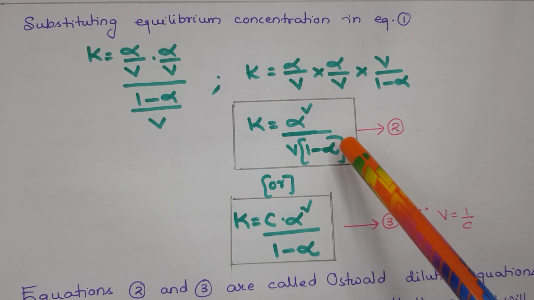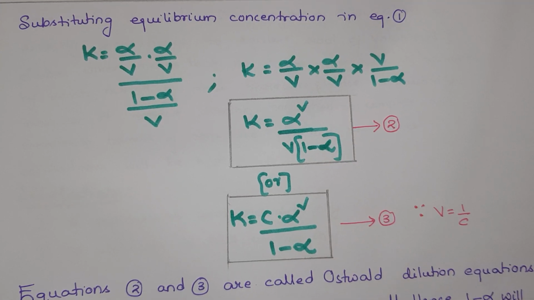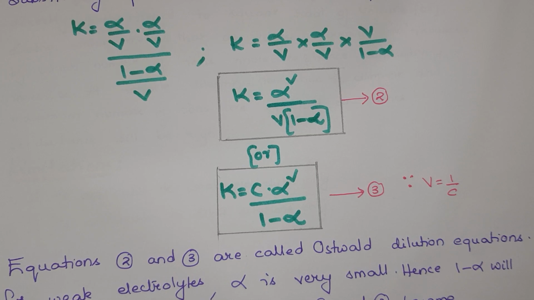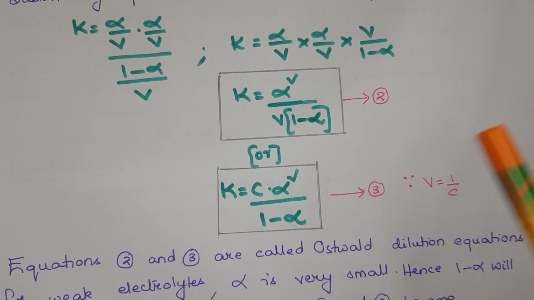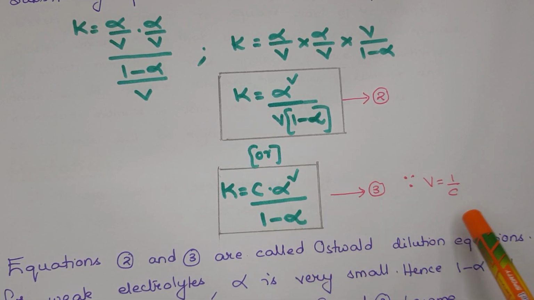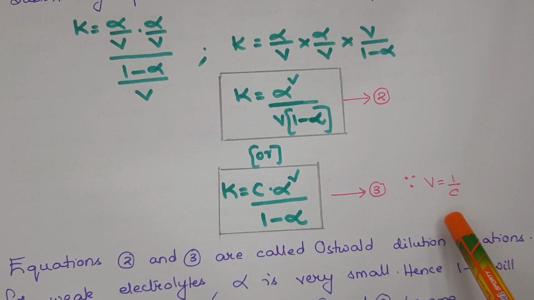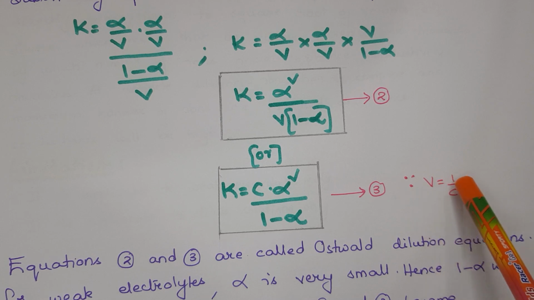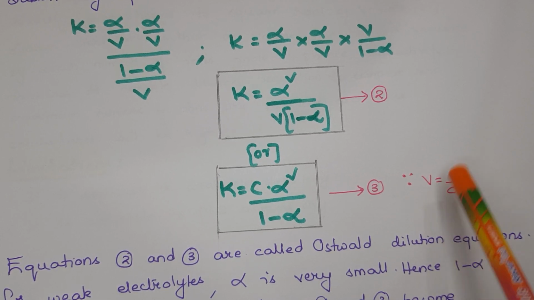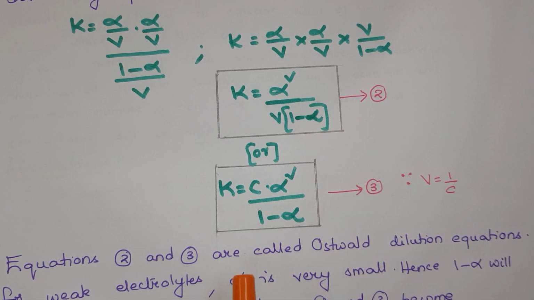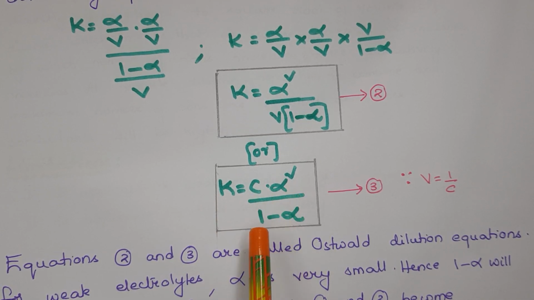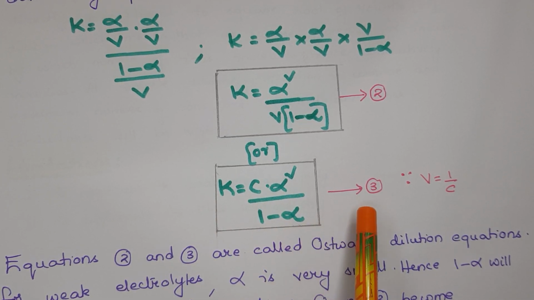The same can be shown like this. K equals to C into alpha square by (1 minus alpha). Why? Because this V equals 1 by C. Previously we have seen C equals 1 by V. From the same equation, V equals 1 by C. Substitute V equals 1 by C here. So it becomes K equals C into alpha square by (1 minus alpha). Mark it as equation number 3.